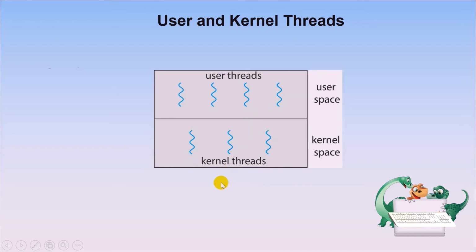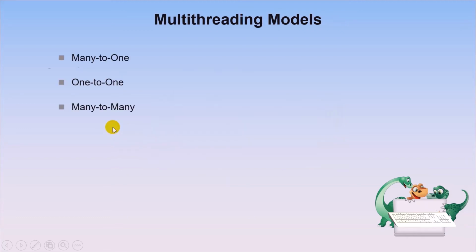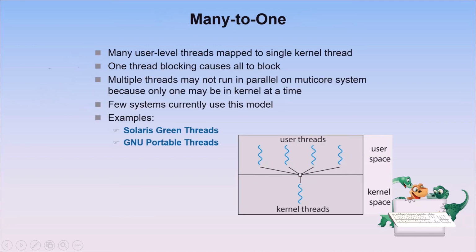Now in a specific implementation, the user threads must be mapped to kernel threads, using one of the following strategies. There are three multi-threading models, and that includes many-to-one, one-to-one, and many-to-many. So what's the difference between these three? Let's start with many-to-one.